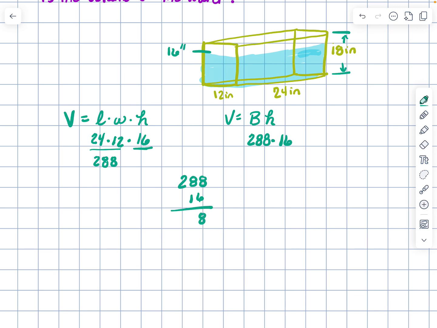6 times 8 is 48. 48 plus 9, 52. 2 times 6 is 12, and that's 17. 8, 8, and 2. 8 and 8 is 8, and 8 is 16. 2, 3, 4. So 4608, which makes sense because it should be less than what we got before. And so this is going to be inches cubed. Okay, same thing over here, 4608 inches cubed.